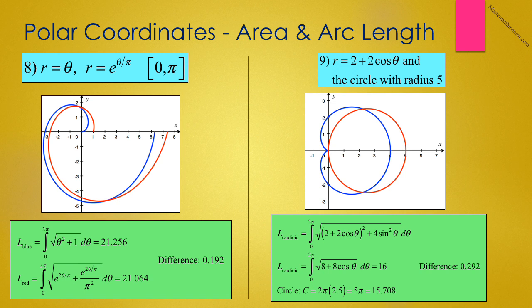This turns out to be exactly 16. The circle, we know, has a circumference of 2 pi r, which is 2 pi times 2.5, which is 5 pi, which is 15.708. So the difference in their lengths is 0.292.